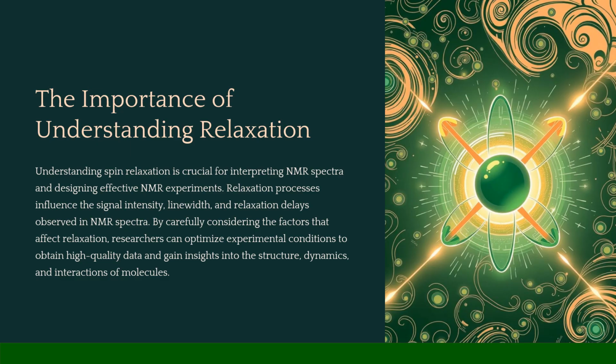Understanding spin relaxation is essential for interpreting NMR spectra and designing effective NMR experiments. Relaxation processes, such as T1 and T2, have a significant impact on the signals observed in NMR. These processes influence signal intensity, line width, and relaxation delays, all of which are key factors when analyzing NMR spectra.